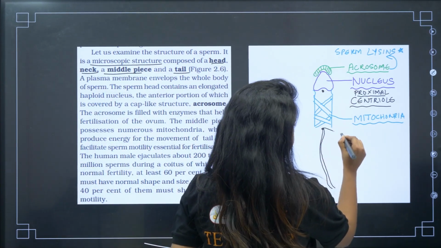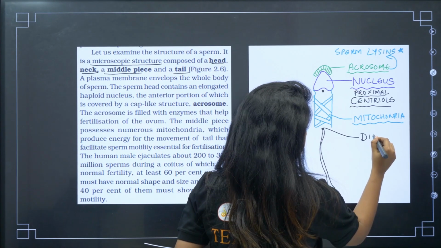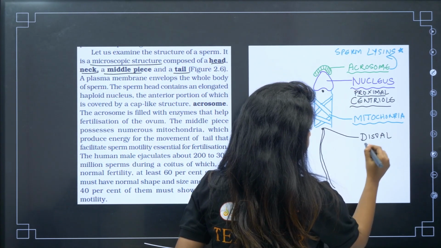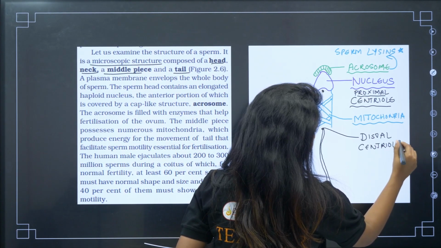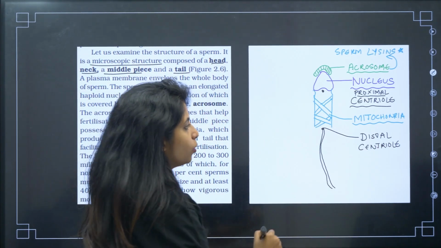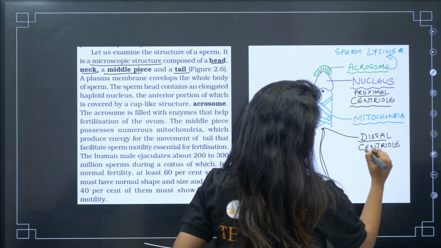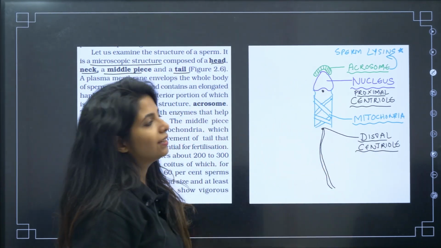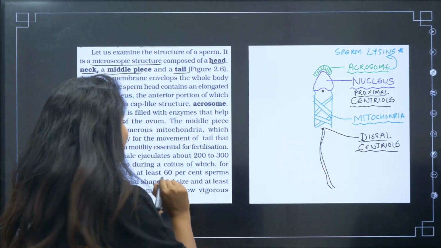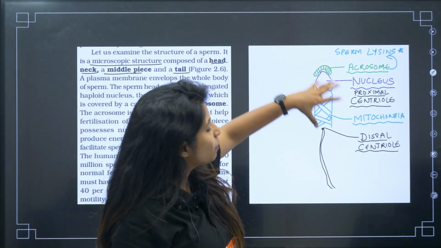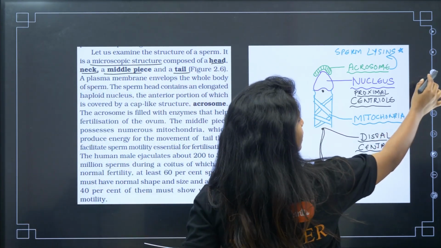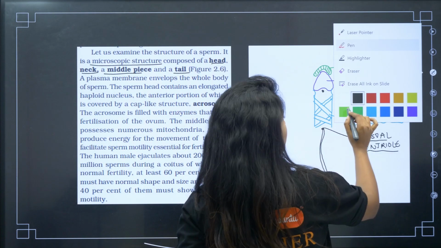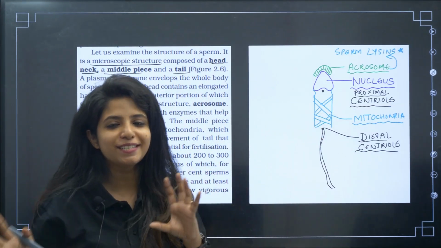Can I call it distal centriole? Fine, I hope it works. Now as you know, this is the tail region. Now a very important thing: if you think that your sperm looks like this, almost like a rocket, it's not like that. Yeah, almost it looks like a rocket, but there are certain changes as well.